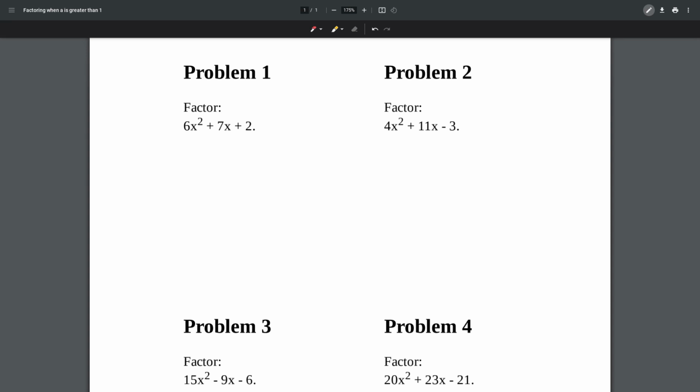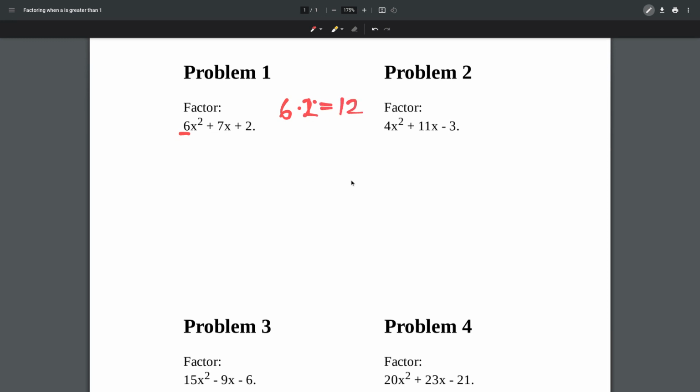In this video, we're going to factor quadratics where the number in front of x squared is not 1. So let's consider problem 1 here. We're going to factor 6x squared plus 7x plus 2. So this number 6 is obviously not 1. So we're going to use this technique where we use the number, which is called a coefficient, the number in front of x squared, times this last number, which is called a constant. So we're going to do 6 times 2, and that's going to give us 12.